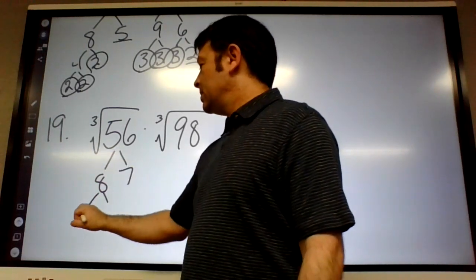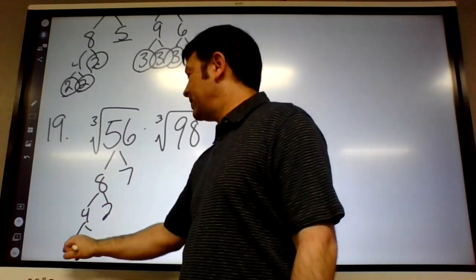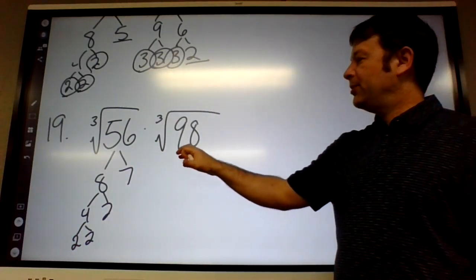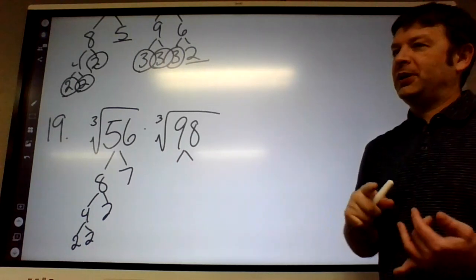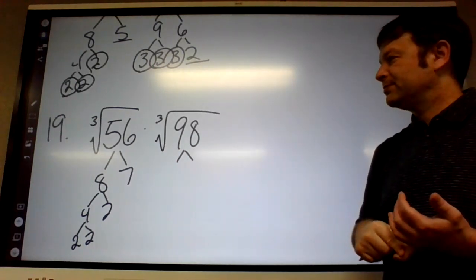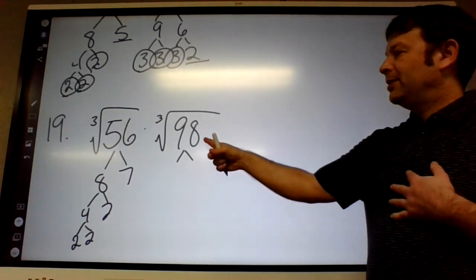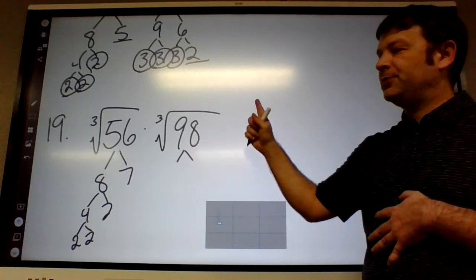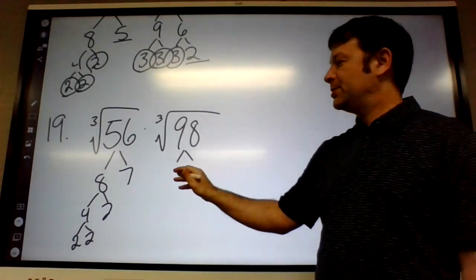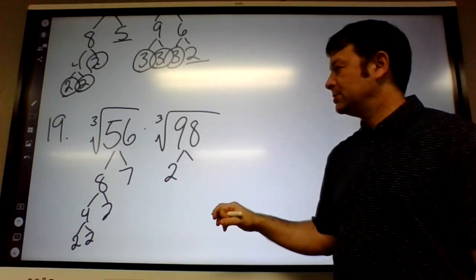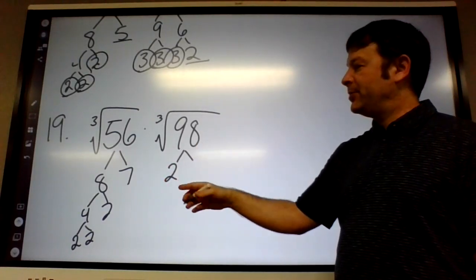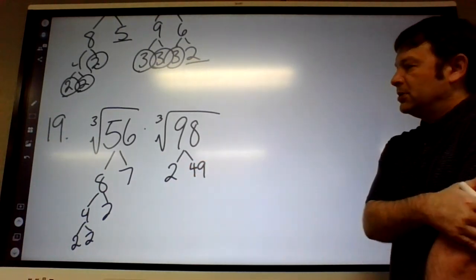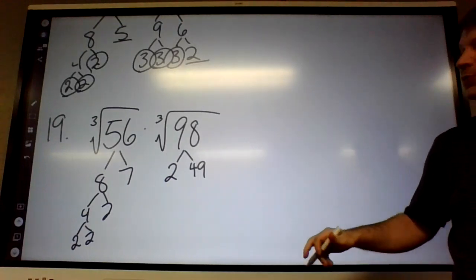Yeah. So 8 is that. And Abby, you know what for sure has to go into 98? If it ends in an even number, like 0, 2, 4, 6, or 8, that means 2 has to go into it. And if I did 98 divided by 2, it's 49, and what goes into 49?